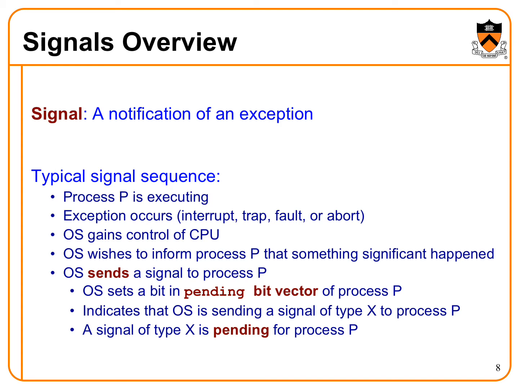Generalizing a bit, if process P is executing, if there's an exception, for instance, the keyboard shortcut triggers an interrupt, or memory access triggers a seg fault, or another process traps to the OS to request to send P a signal directly, we'll see that later, the OS will gain control of the CPU to handle the exception, and it will notify the target process, P in this case, of the exceptional condition by sending a signal. This is really just setting a bit among the status bits of process P.